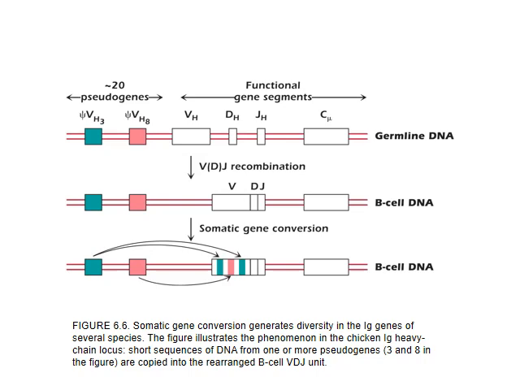has to be edited. Now in this figure, if you look at somatic gene conversion that generates diversity in immunoglobulin genes of some species, you will see the figure illustrates the phenomenon in the chicken immunoglobulin heavy chain locus. There's a short sequence of DNA from one or more pseudogenes, and they are copied into that. There are about 20 pseudogenes, and then there is a functional gene segment, pretty much the same as we have already been used to. There is a VDJ segment, and there's a constant segment, and then it is linked with those pseudogenes, and this is called germline DNA.